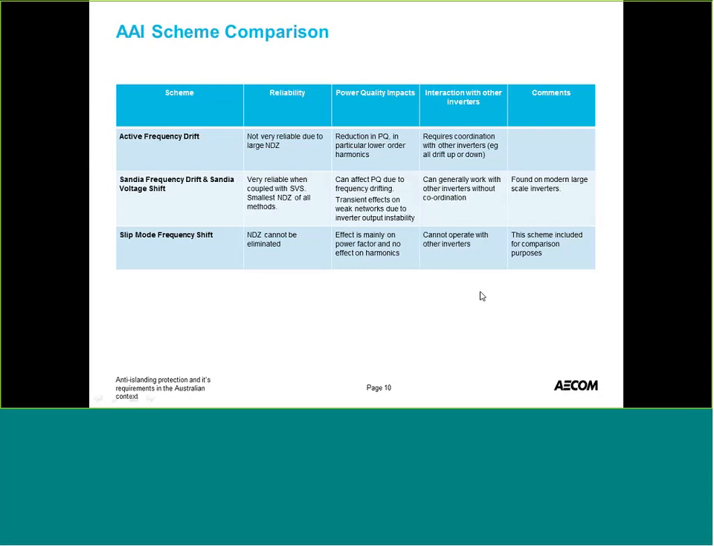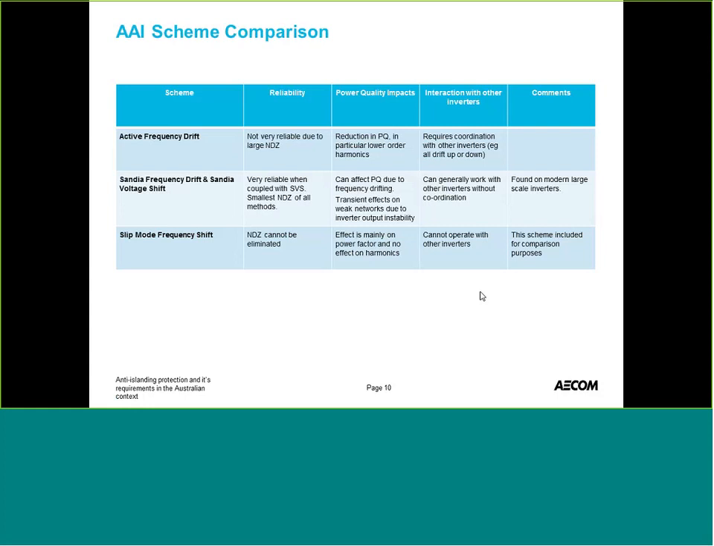So just a bit of a comparison of the schemes. You've got the active frequency drift, you've got the Sandia frequency drift and Sandia voltage shift. They're typically used in conjunction with each other. And you've got the slip mode frequency drift. So reliability-wise, and I think that's the key thing here with the active anti-islanding schemes, it's a bit of a compromise between reliability and power quality. So reliability in terms of accurately detecting an islanded condition, and at the same time not resulting in spurious trips due to network events, for example, changes on the network.